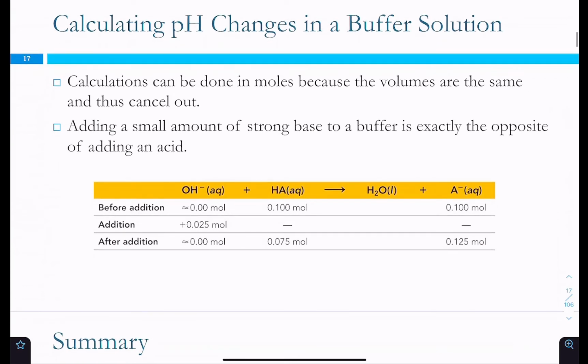Here we're just showing the opposite. If you're adding a strong base, then it's the exact opposite of adding a strong acid, and we're just converting acid into base. So anytime you add a strong acid or strong base to a buffer solution, all you're doing is changing the initial concentrations that you put into your ice table by the number of moles of strong acid or strong base, not the molarity. Sometimes it works out to be the same as molarity, but not always.